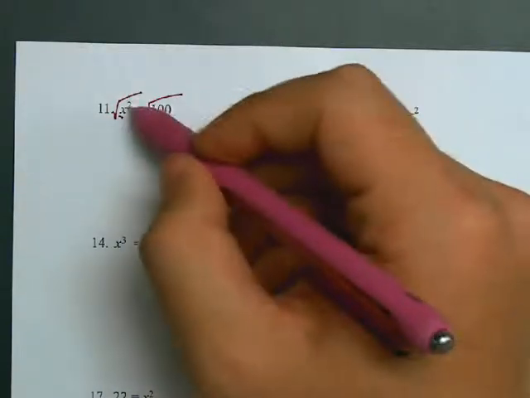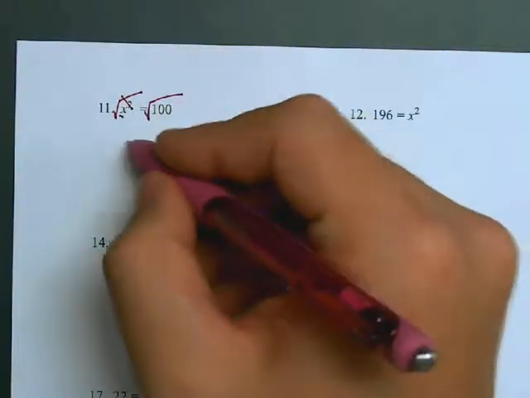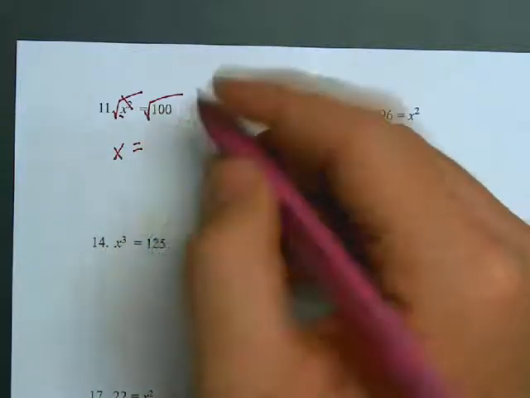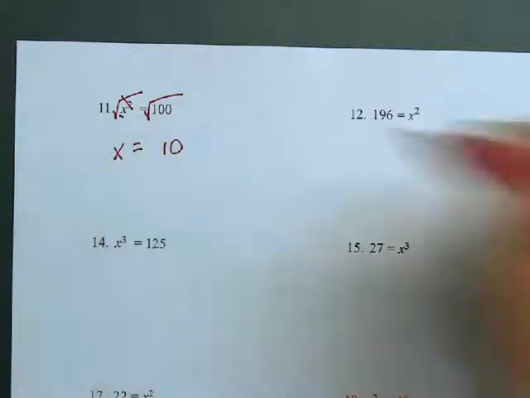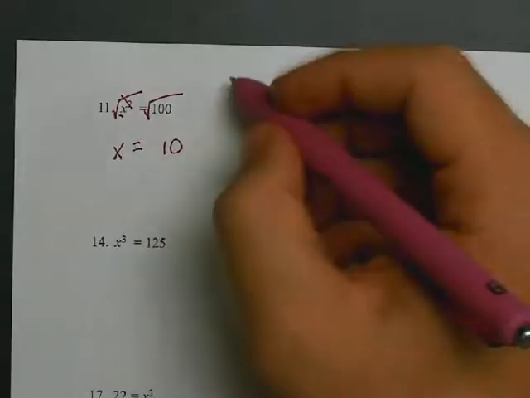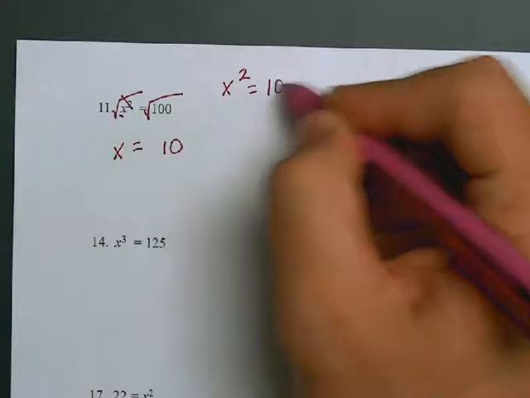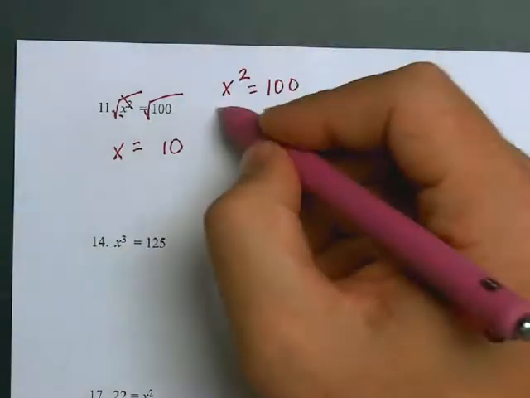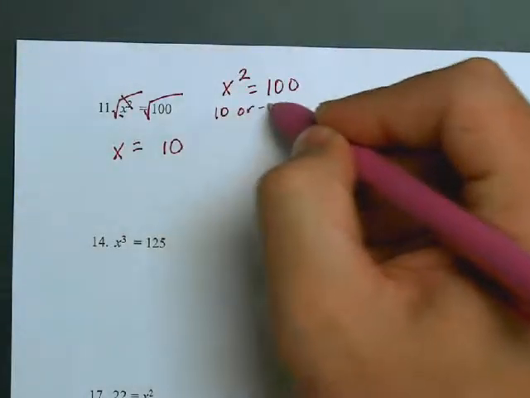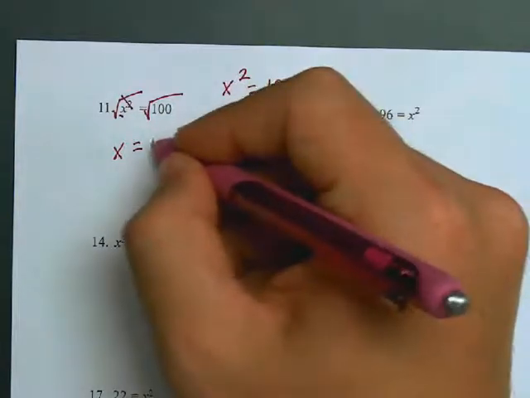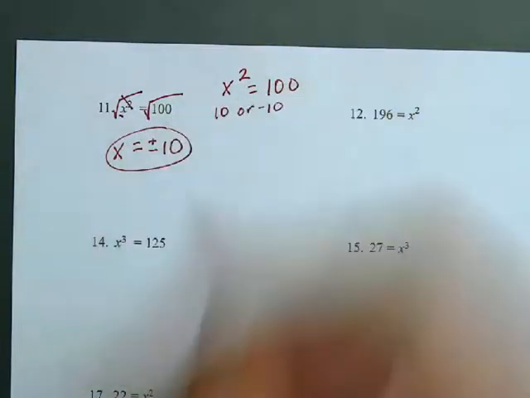The square root and the square cancel because they're inverse operations, and I'm left with x is equal to, well, the square root of 100 is 10. But because this is an equation and you're looking for x squared equals 100, there's actually two numbers that would work. 10 would work, or negative 10, because 10 squared is 100 and negative 10 squared is 100. So we're going to say it's plus or minus 10.